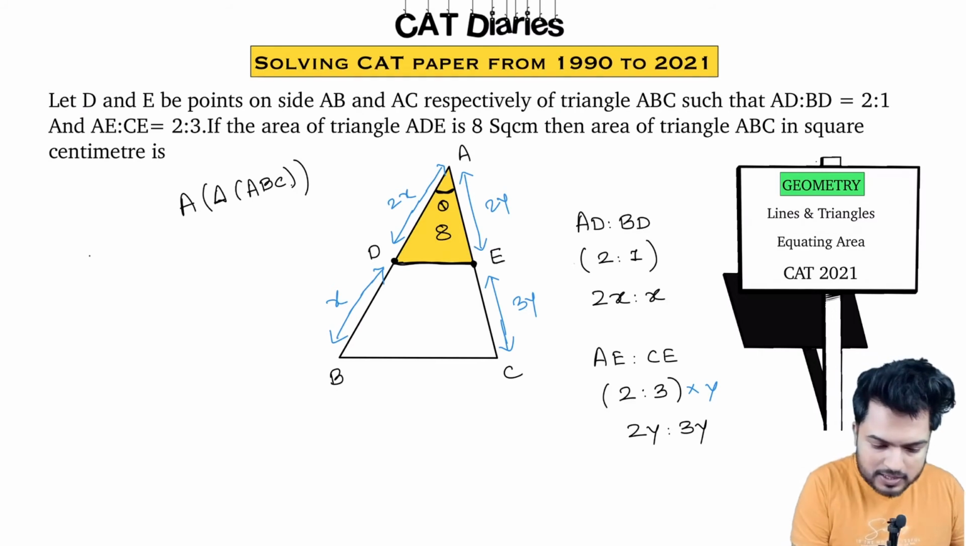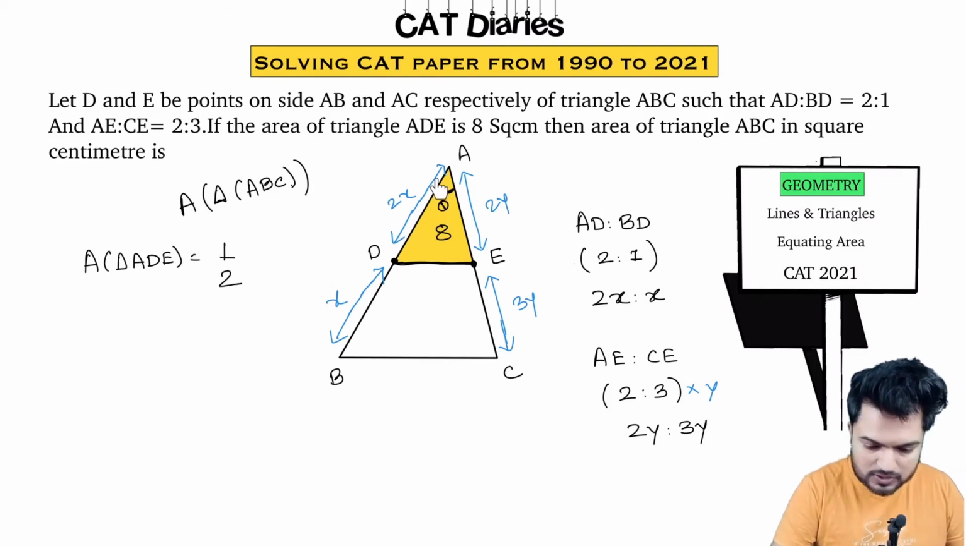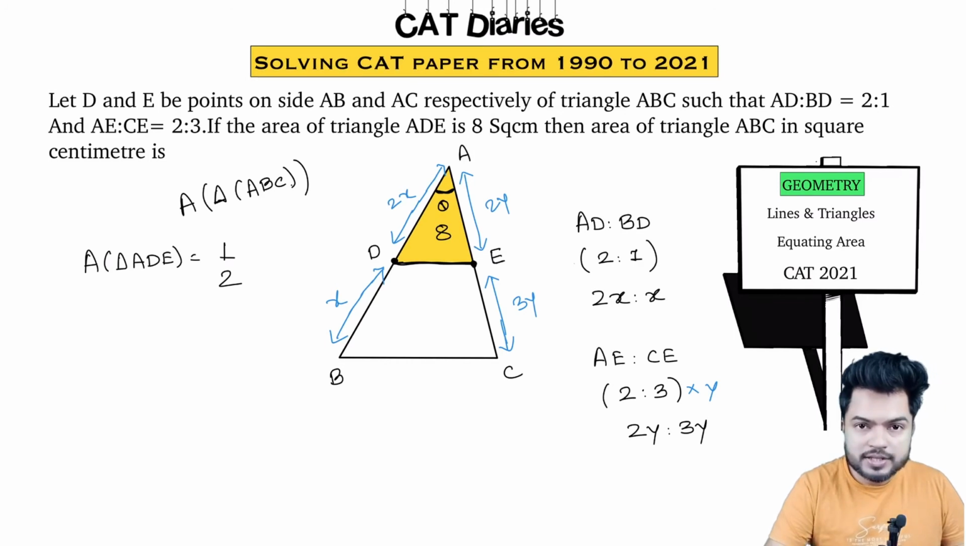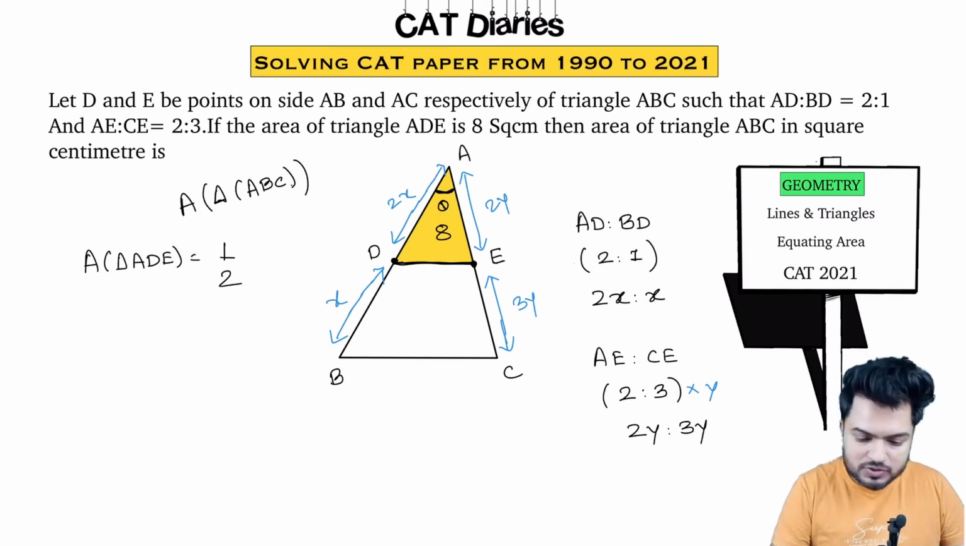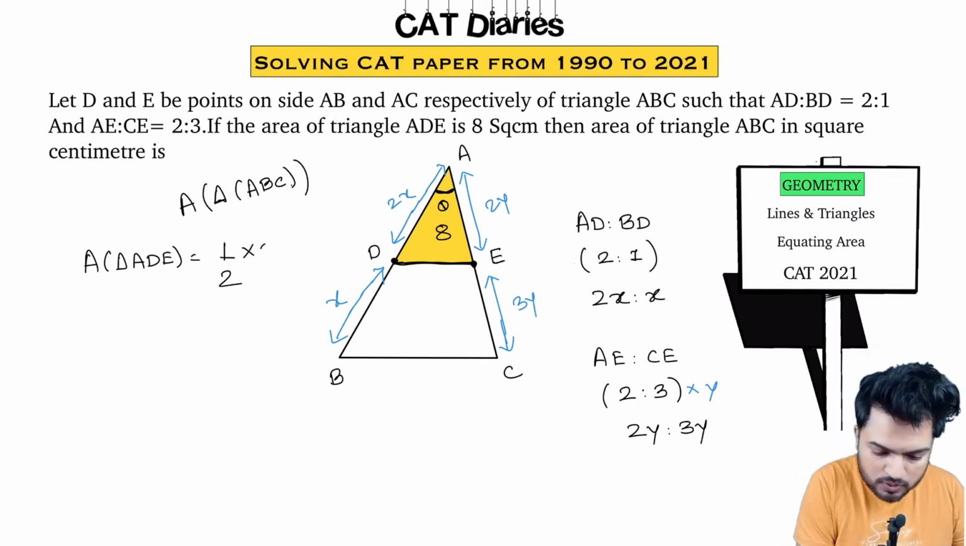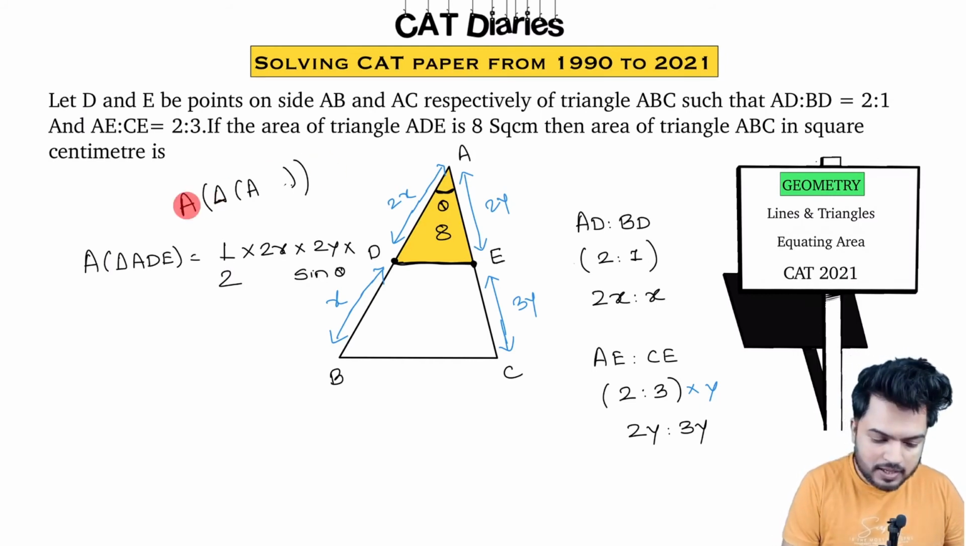So I'll say area of triangle ADE is equals to half into one side. See, this is the side 2x into the other side, that is nothing but 2y, into the sine of the angle between the two, that is theta. So that becomes half into 2x into 2y into the sine of the angle between the two, that is nothing but theta. So that becomes my area of triangle ADE.